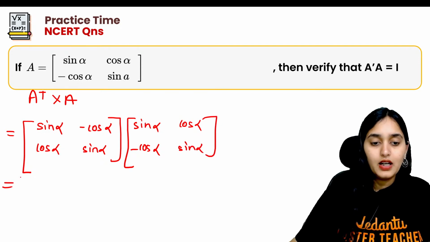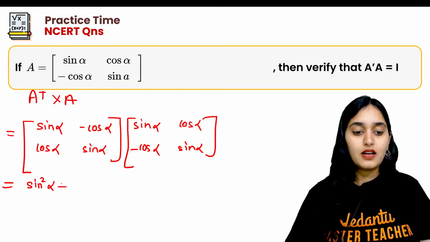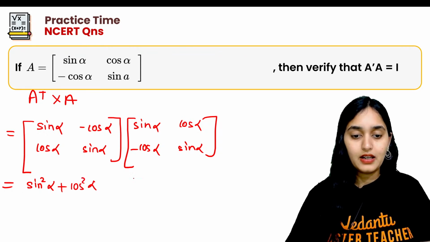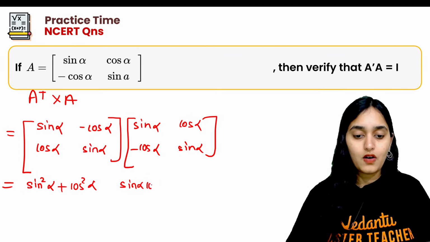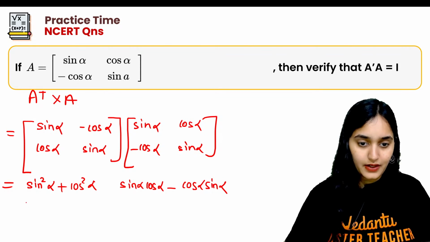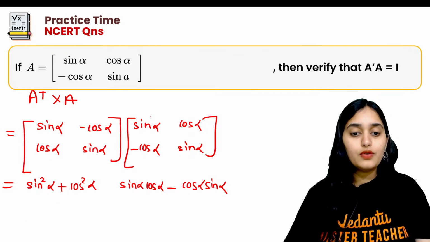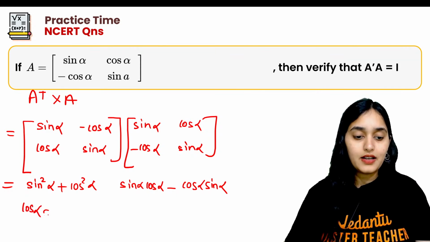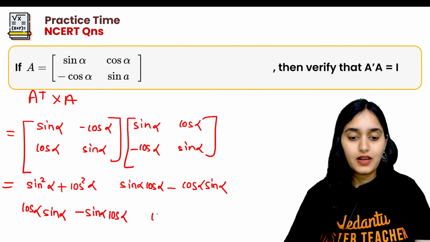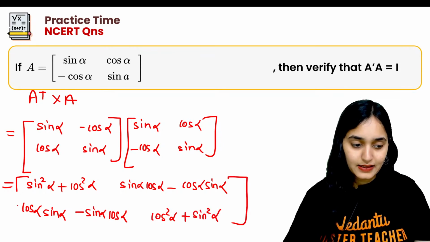It is equal to sin into sin, sin square alpha, cos into cos, cos square alpha. Then sin alpha cos alpha minus cos alpha sin alpha. Next is row 2 column 1. So cos alpha into sin alpha minus sin alpha into cos alpha. Then we have cos square alpha plus sin square alpha. So what do we get? What do we get?